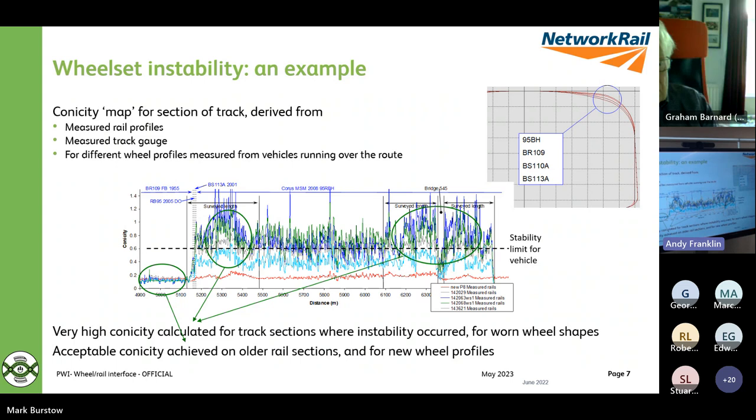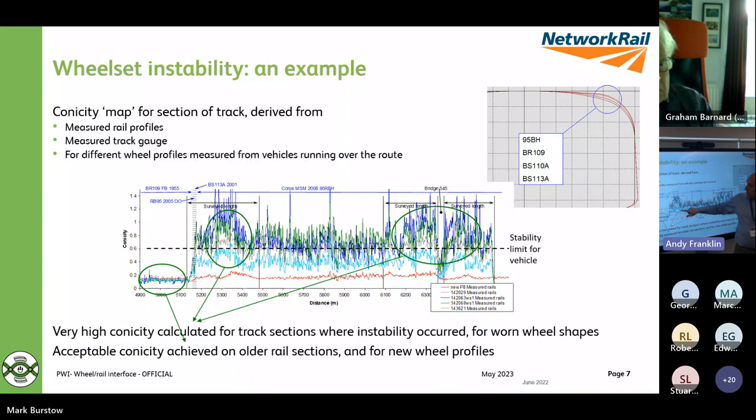So we walked through the site, measured rail profiles, measured track gauge, and then we also went to the depot and measured all the wheel profiles of all the vehicles that were having trouble with that piece of track. And what we can do is then calculate what the conicity is on that piece of track. So you can see the red line here is for a new P8 profile, and the conicity stays reasonably constant. This is where it had been re-railed with new bullhead rail.